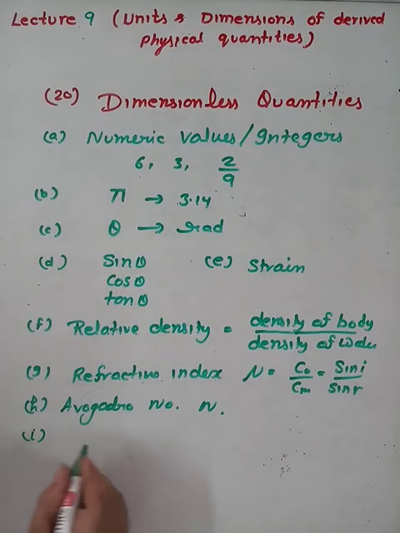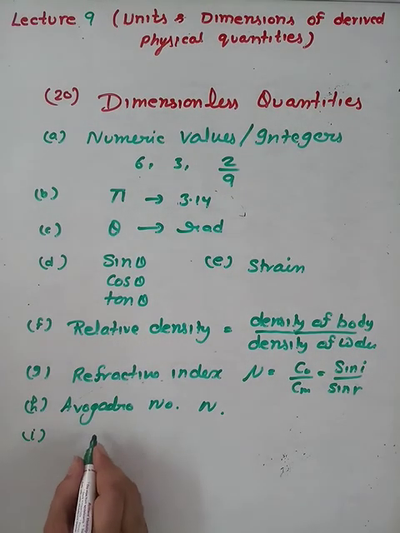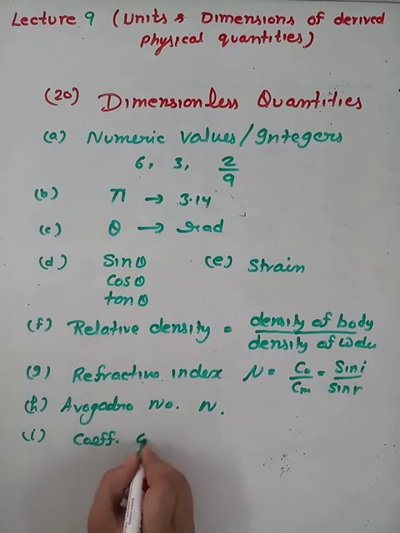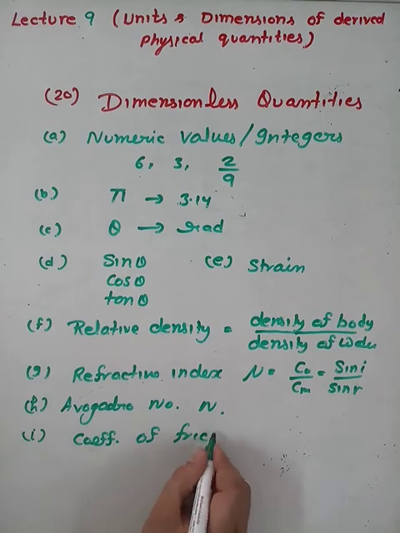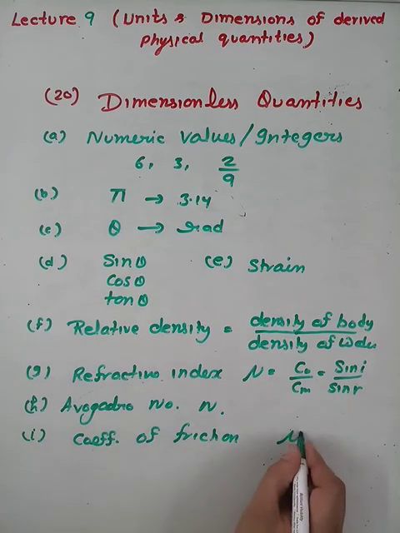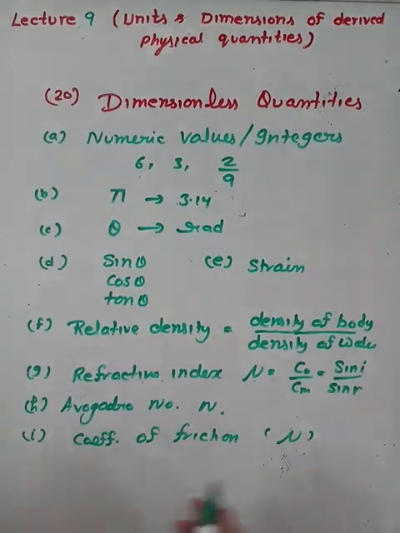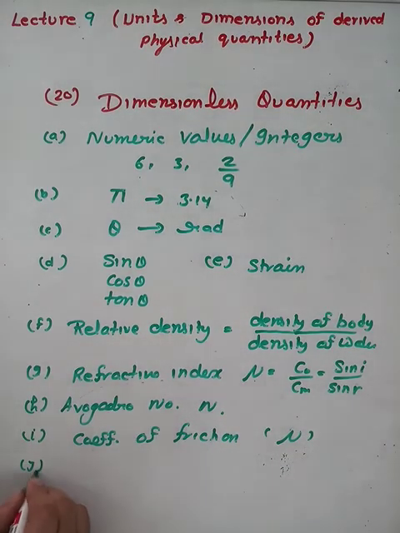Next is the coefficient of friction, denoted by mu. This is also mu, doesn't matter. Or Reynolds number.